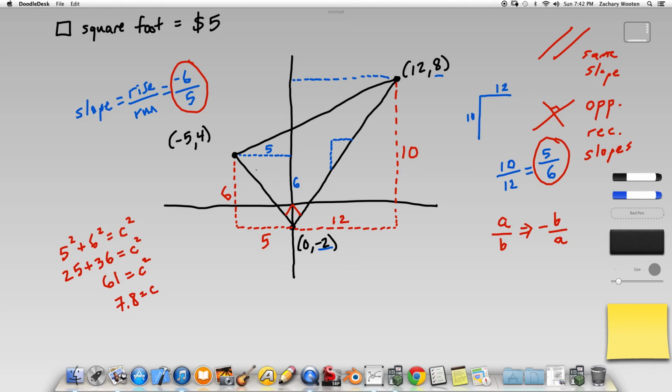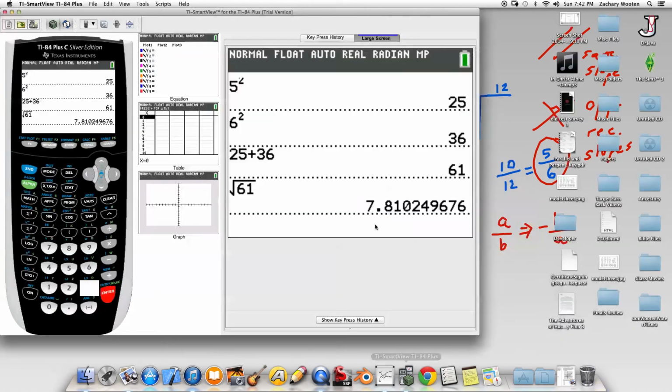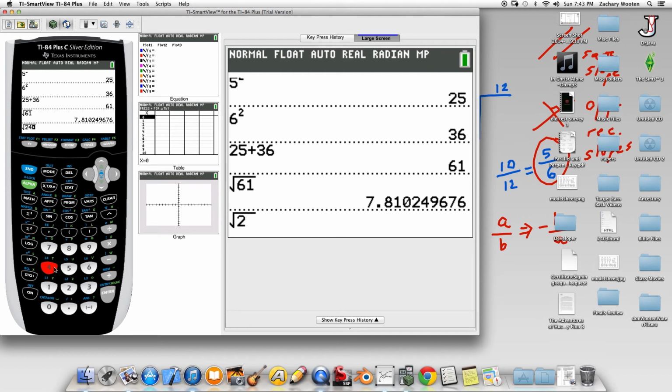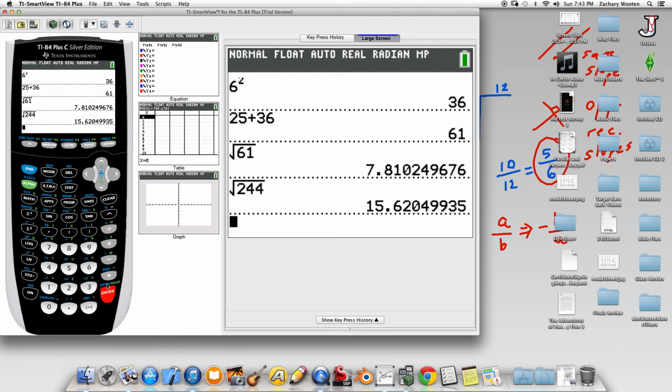So that's this distance right here, 7.8. Then we do the same thing over here. 12 squared plus 10 squared equals this side squared. Now, I do want to show you a little trick here. We could do 12 squared plus 10 squared, which would give us 144 plus 100, which is 244. And then we would take the square root of that. So the square root of 244 gives us 15.6.